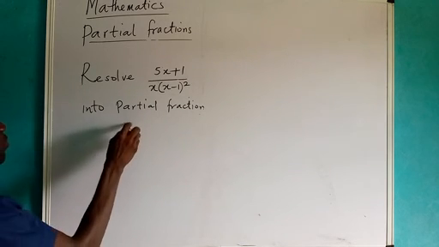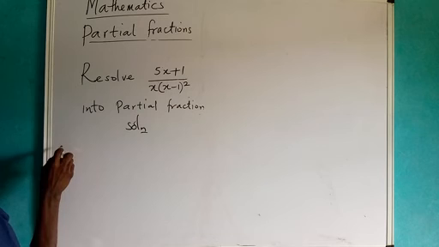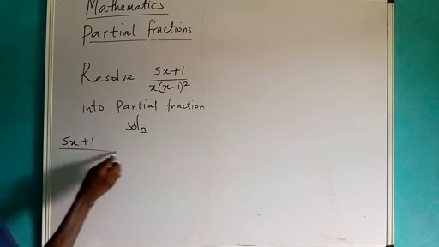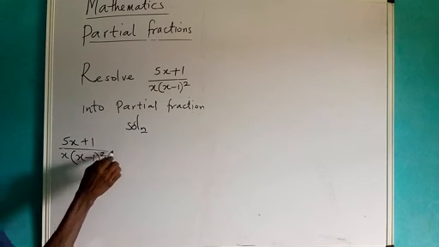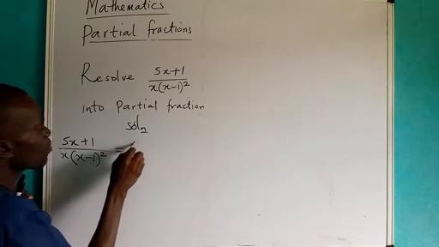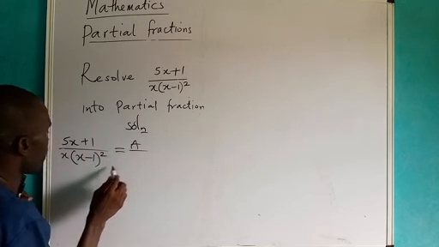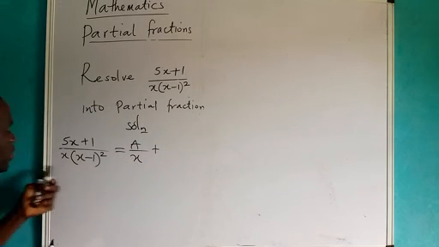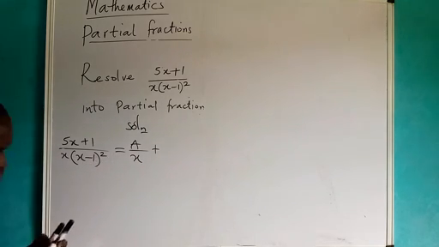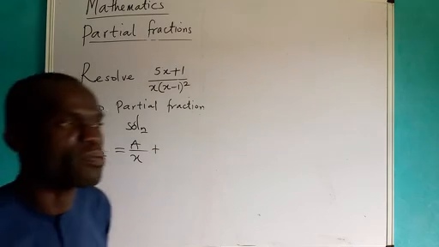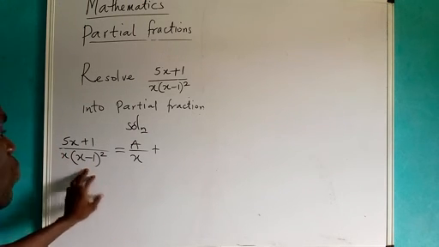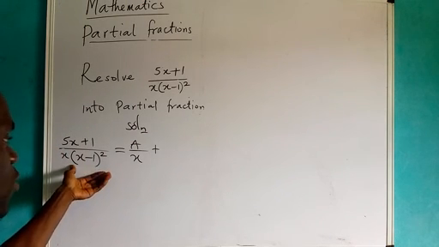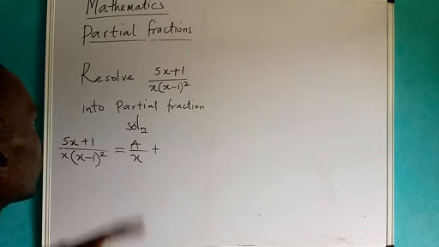To do that, we have 5s plus 1 all over s, open bracket, s minus 1 squared. Now can we split this one? This one becomes A all over s plus, you can see there is a power outside. Remember I've taught you this before. Go back to rule of partial fraction. I think this one should be rule 2 of partial fraction. Let's go back to the other class I've had on partial fraction.